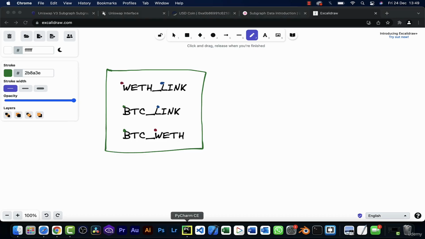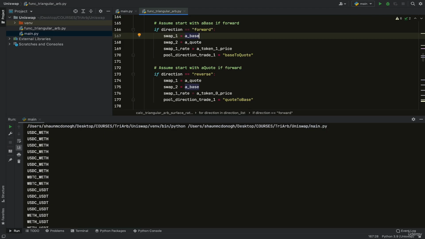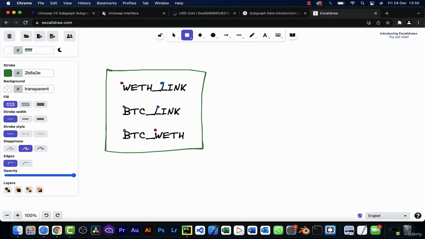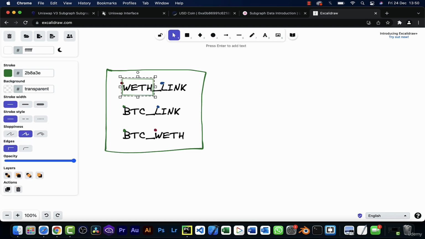So what's important, going back to our code over here, is that if we're going to trade forward, what that means is we're essentially saying we're starting with pair A on the base. And if we're saying we're going to trade reverse, we're saying we're going to start assuming we're holding the quote coin over here, which is link. So when we're trading forward, we're assuming that we're going to be starting over here.